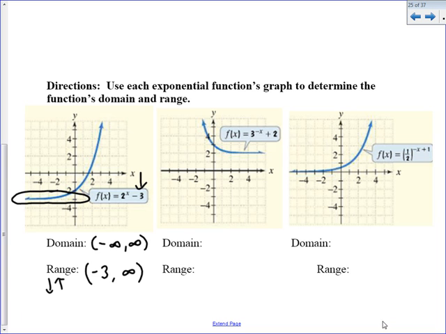So second graph, all right, domain. Negative infinity to positive infinity. All right, range, we want to find the bottom of the graph. So we've got the graph flattening out. We want to find that tail that flattens out. 2. And again, look at where that is in your equation. And where's the top of this graph? Infinity. We don't include the 2. So we use parentheses.